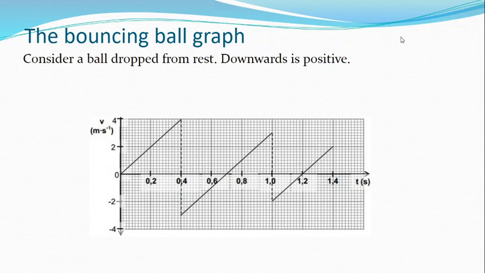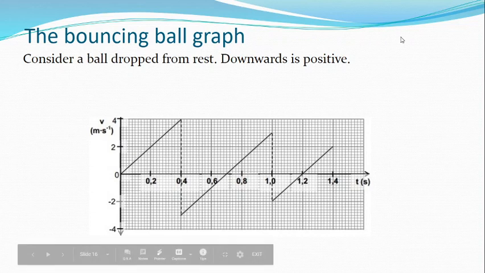So in this graph then, if we're saying that downwards is positive, this means that it's a ball drop from rest. This is obviously the positive part of the graph, this is the negative. So it starts at zero, so it's being dropped from a height. Obviously initially it has a zero speed, it then goes down, so it has a positive velocity, and then until it reaches 4 meters per second. So what happens at 4 meters per second? Well, at 4 meters per second it hits the ground.